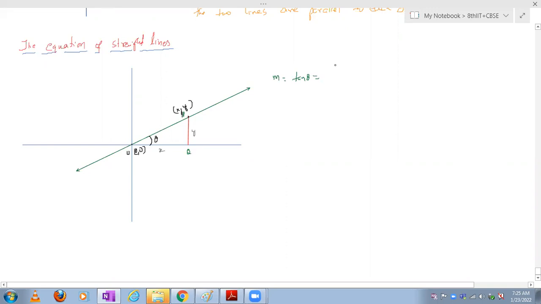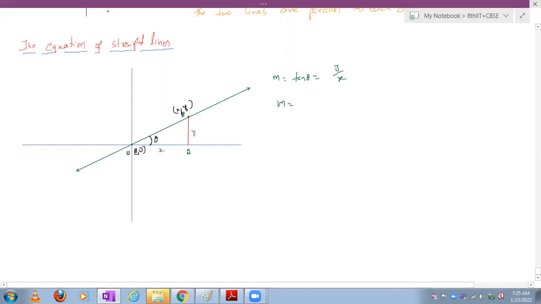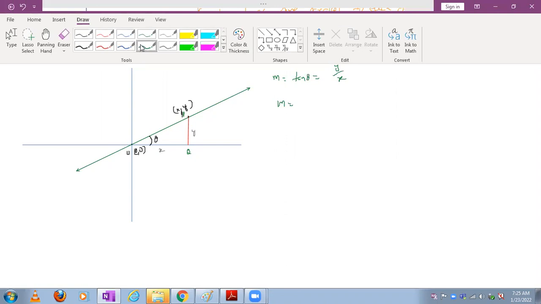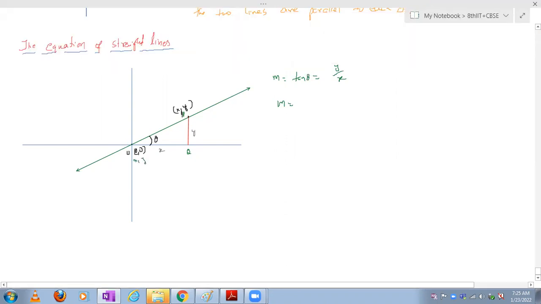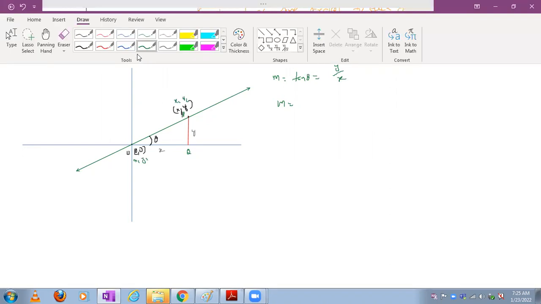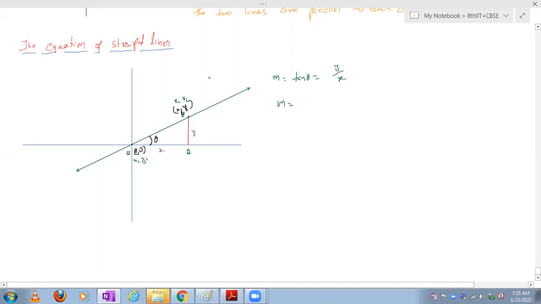Okay, directly you are writing y by x. Or another thing: the general slope formula is y2 minus y1 divided by x2 minus x1. Here we are considering this as x1, y1, and this as x2, y2. So what is the slope of this line? Y2 minus y1 means y minus 0 divided by x minus 0. That means y by x.